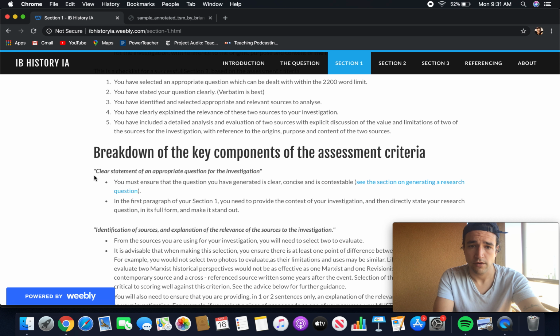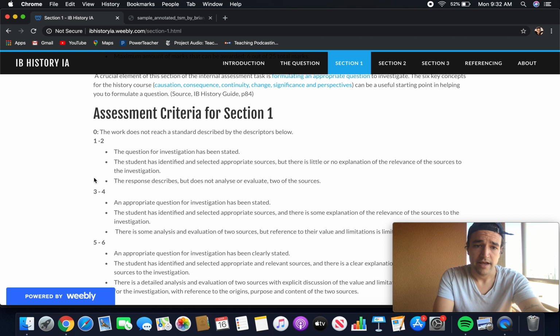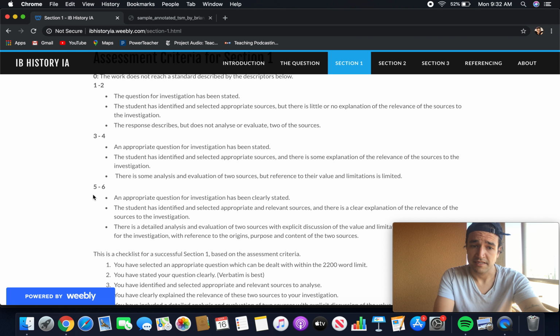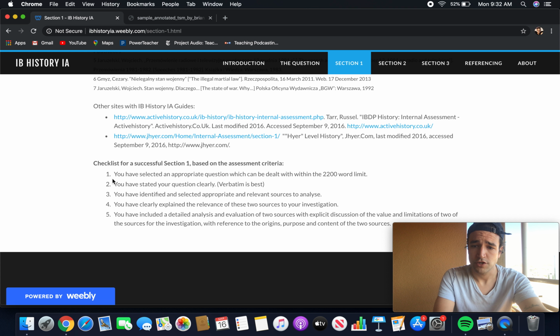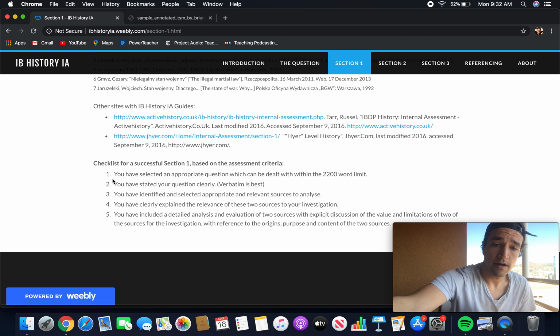So you're going to find the breakdown of the key components. Here's the assessment. So this is how you're going to be assessed by me. If you want to get in this top band here, you have to do these following things. So you can see they're kind of similar in these different bands. There's just different word choices there. Here's a checklist you should make sure you do before you feel like you're completely done editing your section 1.